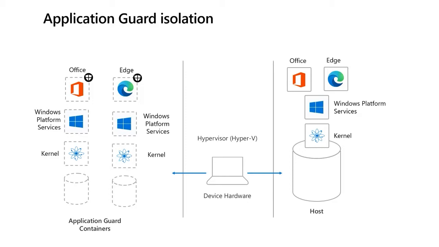On the left-hand side of the screen is the way application guard containers work. Essentially, an application guard container is a replica of the host operating system. It will have its own kernel, Windows platform services, as well as a replicated copy of both Office and Edge, and these 2 copies will always be in sync. So it wouldn't be like the host has a newer version of Office and the container has an older version. That won't happen. To summarize again, there is this host operating system, and then the application guard container is a parallel version of the host operating system.